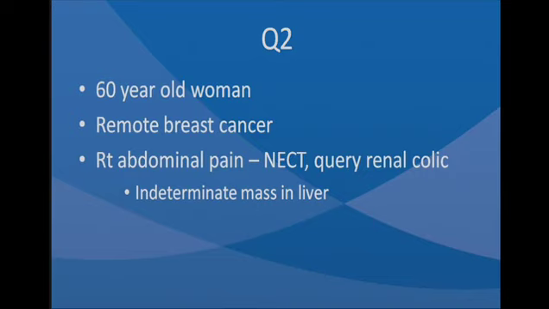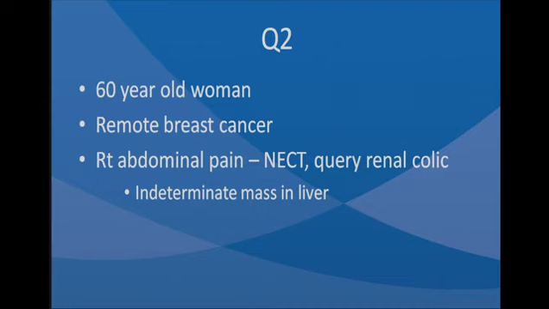So let's have another question. A 60-year-old woman with a remote history of breast cancer presents to the emergency department with right-sided abdominal pain. She had a non-enhanced CT scan on the basis of a suspicion of a renal stone. And although she did not have a renal stone, she was found to have an indeterminate mass in her liver.